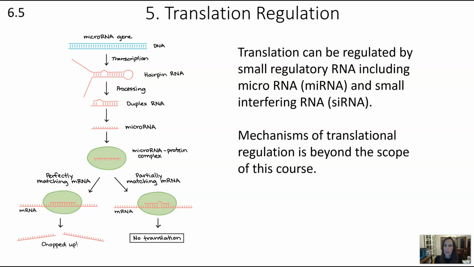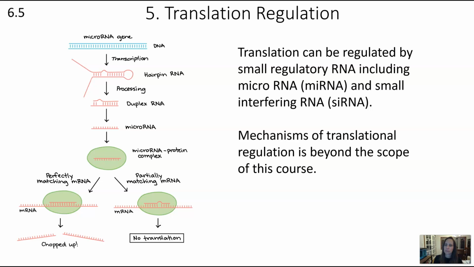Another way that eukaryotes can regulate their gene expression is through translation regulation. Again, here, don't worry about the details. Just recognize that translation can be regulated. You may encounter some terms for small regulatory RNA, such as microRNA or small interfering RNA, but I wouldn't focus on those terms. Just recognize this is another way eukaryotic gene expression can be regulated, by regulating whether translation ever happens at all.